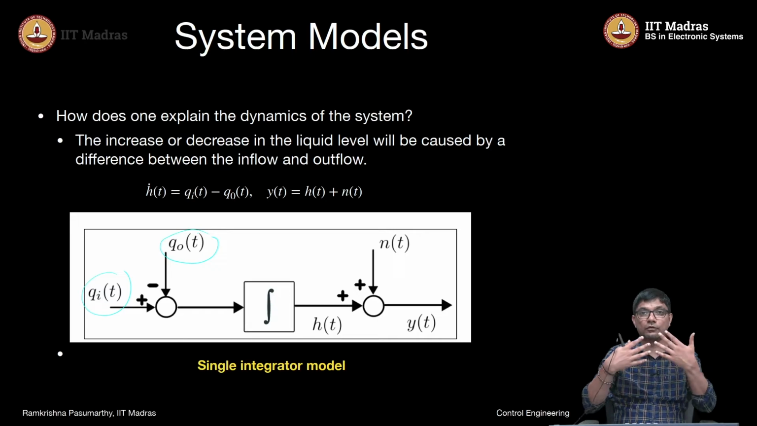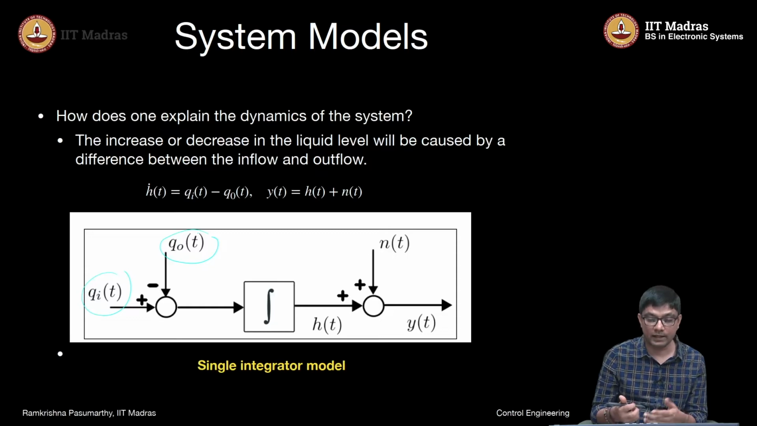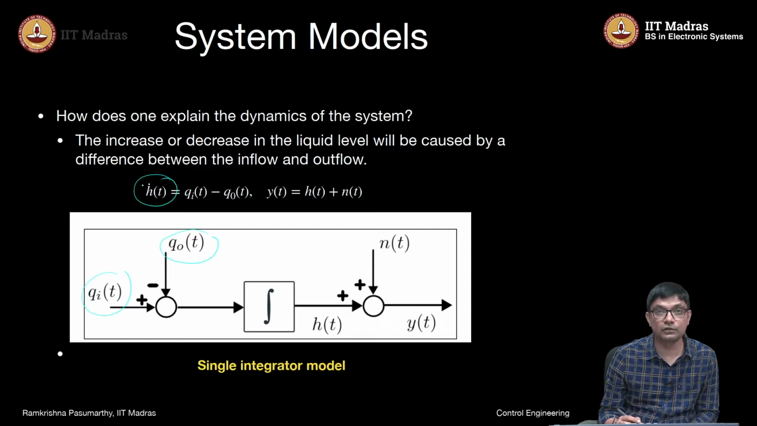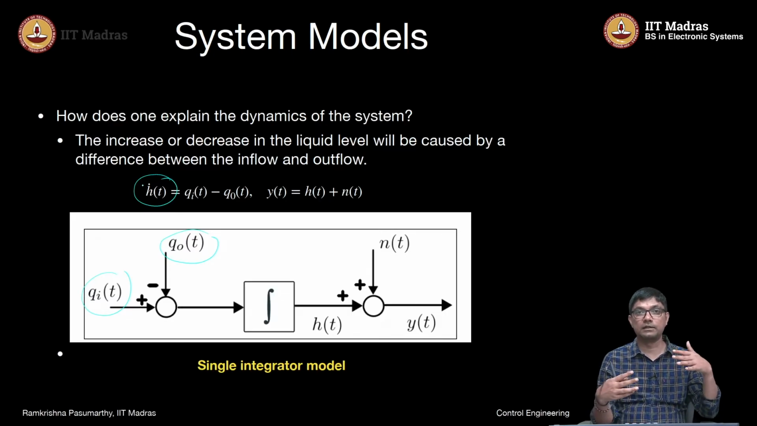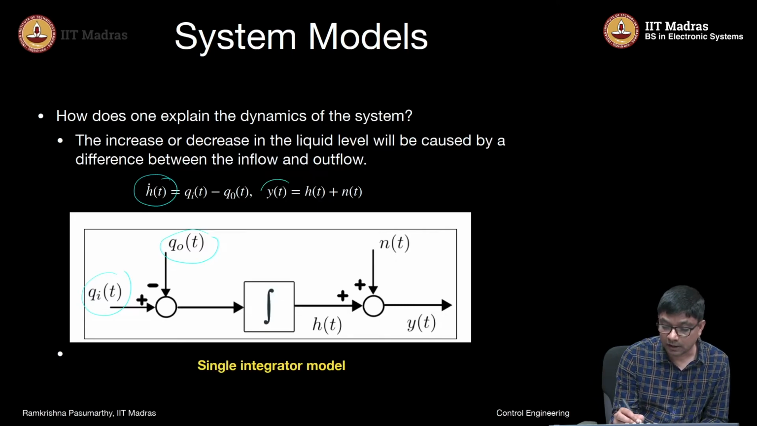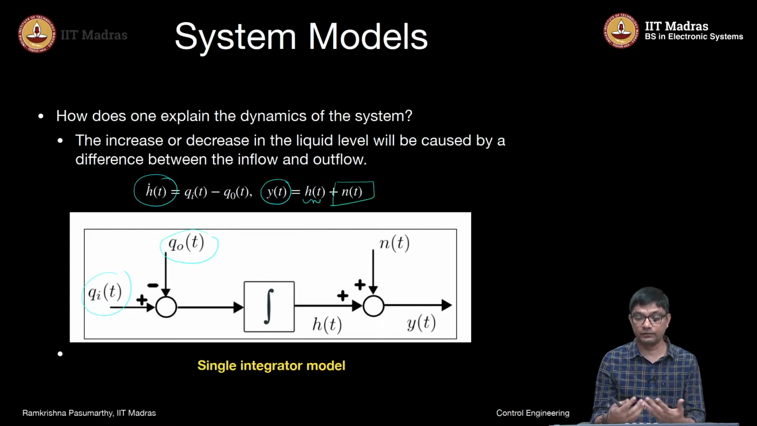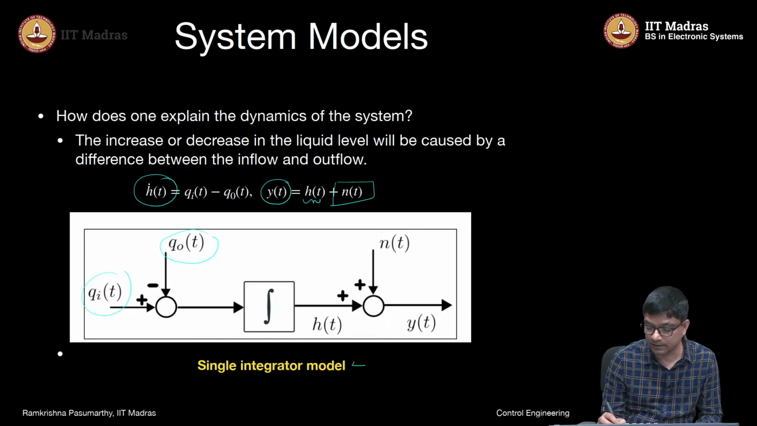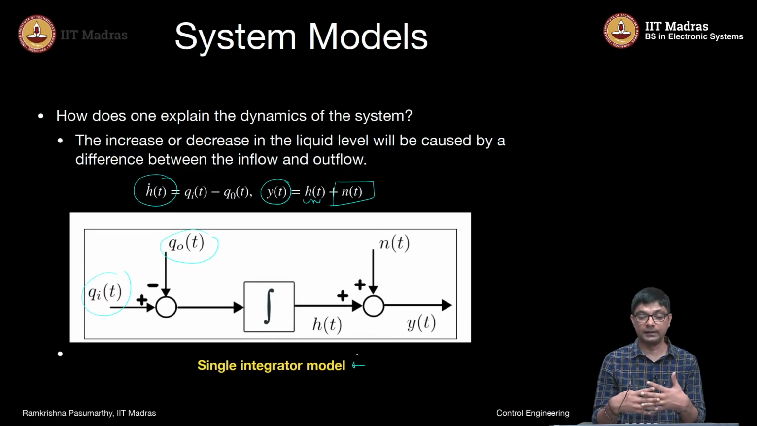So the variation of the height with respect to the difference in qi and qo can be captured as the rate of change of height. The rate of change of height of the water will depend on the difference between the inflow versus the outflow. I measure the output as the height, and in some cases your measurements might be subject to some noise. Of course, we'll talk of this also a little later in detail. And this we will refer to as the single integrator model. Again, the details will follow.